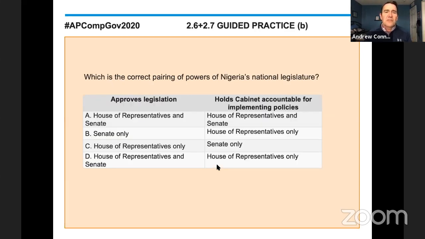And here we have, which is the correct pairing of Nigeria. Oh, tricky. Nigeria's national legislature. How closely were you paying attention? Which approves legislation and which holds the cabinet accountable for implementing policies? And we know that both the House of Representatives and the Senate are responsible for approving legislation and for holding the cabinet accountable for implementing policies in Nigeria.